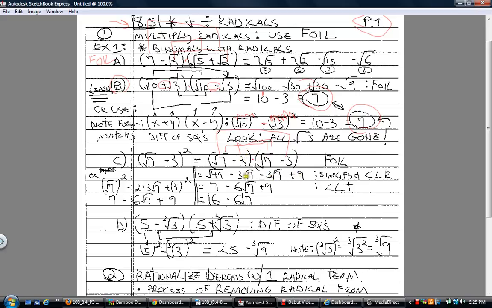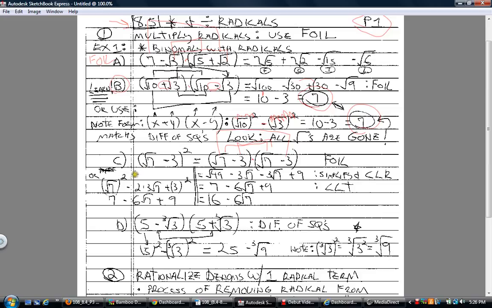Notice the outer and the inner are the same terms. You double it. So you end up getting square root of 49 is 7. Double negative 3 minus 3 is negative 6 square root of 7 plus 9. And 7 plus 9 is 16 minus square root of 7. Okay, you could use that, nothing wrong with it.